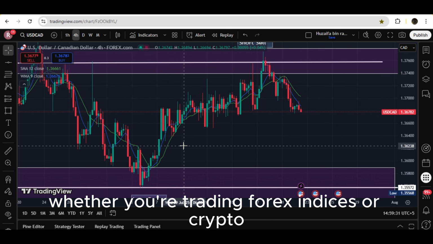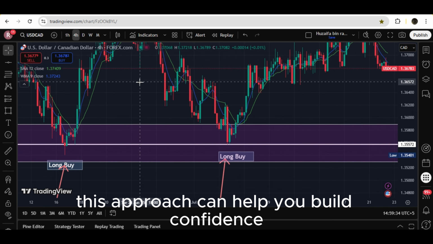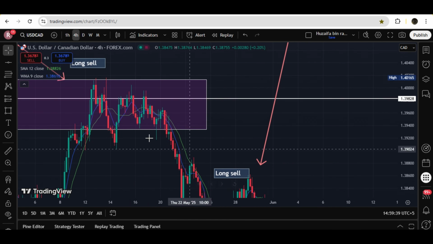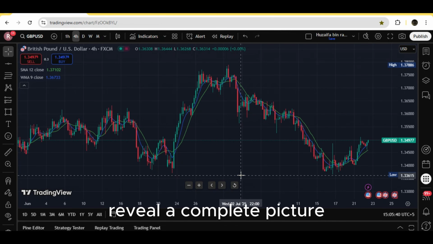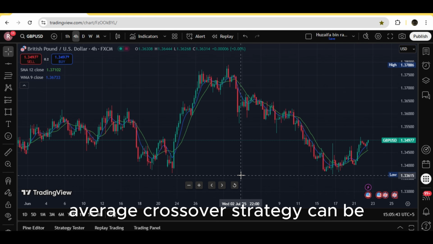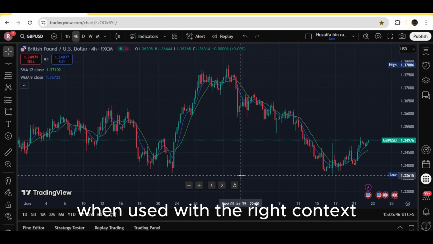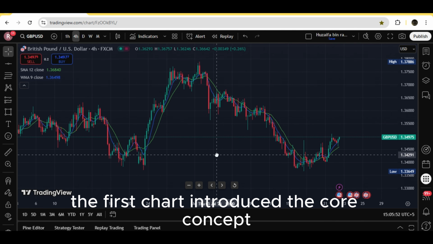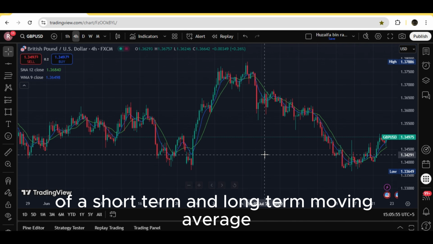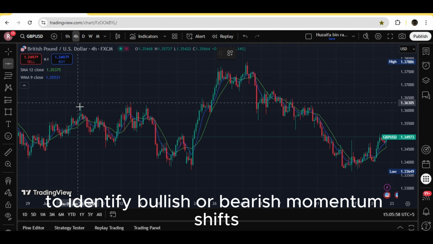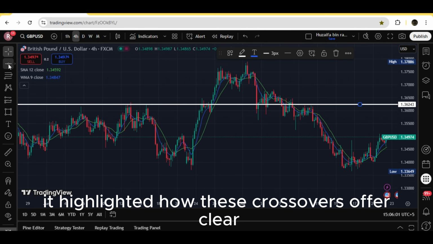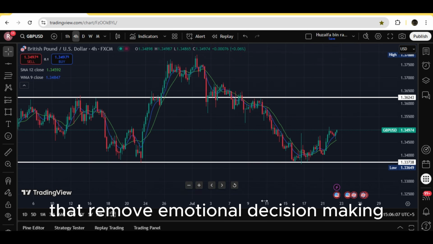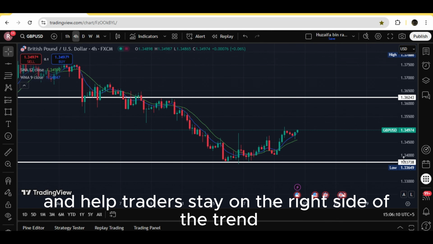Whether you're trading Forex, indices, or crypto, this approach can help you build confidence and consistency if you stay disciplined and follow the rules. All three charts together reveal a complete picture of how powerful and practical the moving average crossover strategy can be when used with the right context, patience, and discipline. The first chart introduced the core concept, using the crossover of a short-term and long-term moving average to identify bullish or bearish momentum shifts. It highlighted how these crossovers offer clear, rule-based signals that remove emotional decision-making and help traders stay on the right side of the trend.